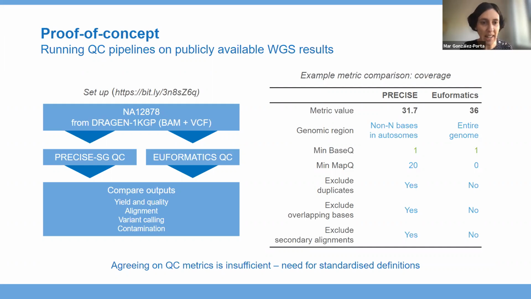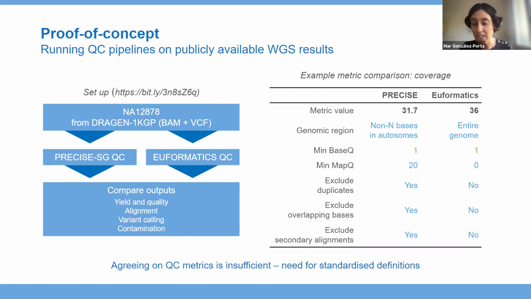As you can see on the left, the actual design of that proof of concept is very straightforward. We start with a publicly available data set for NA12878, which is one of the Genome in a Bottle samples. The idea is to make that data accessible to the various participants for them to take BAM and VCF results and push them through their in-house QC pipelines with the goal of comparing the outputs of those pipelines.